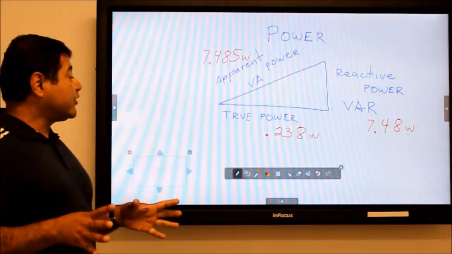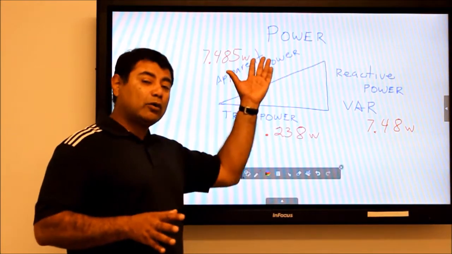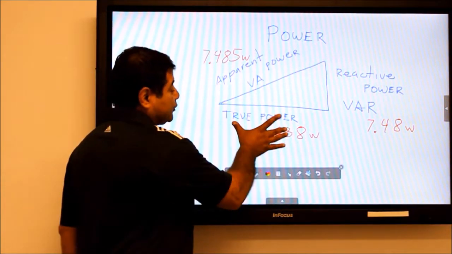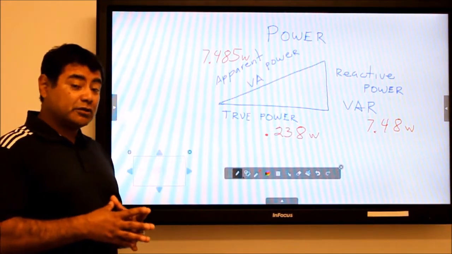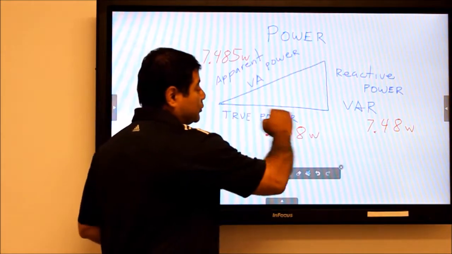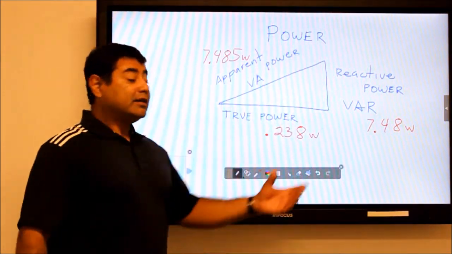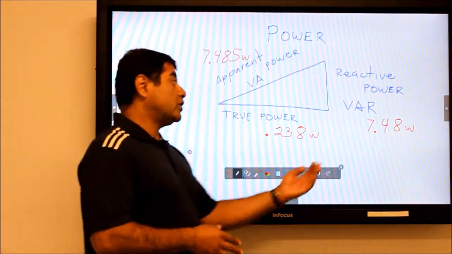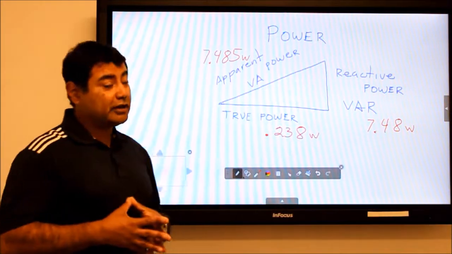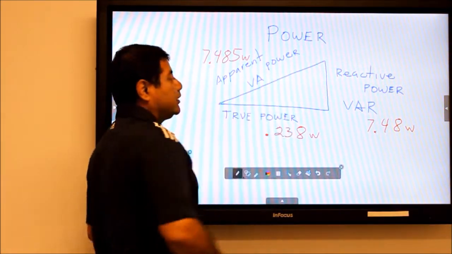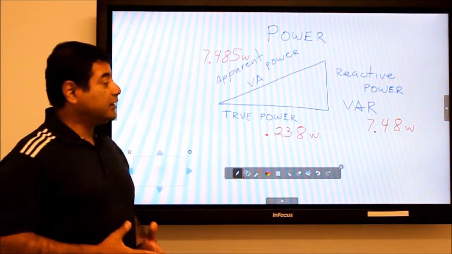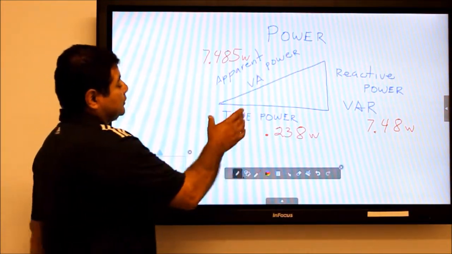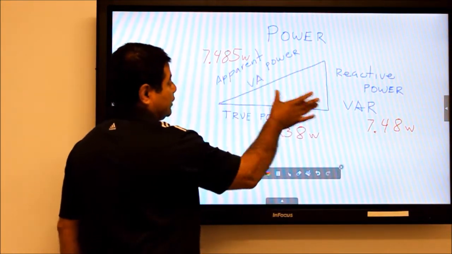Okay, so now we've calculated the three types of power that you're going to get in your circuit. Remember, once again, the true power always comes from the resistor, and it's always on the horizontal line of your triangle. The reactive power always comes from the inductor, and it's always on the vertical line of the triangle. And the apparent power is the overall power in the circuit, and it's always the hypotenuse of your triangle. So these are the values that we calculated for those three.